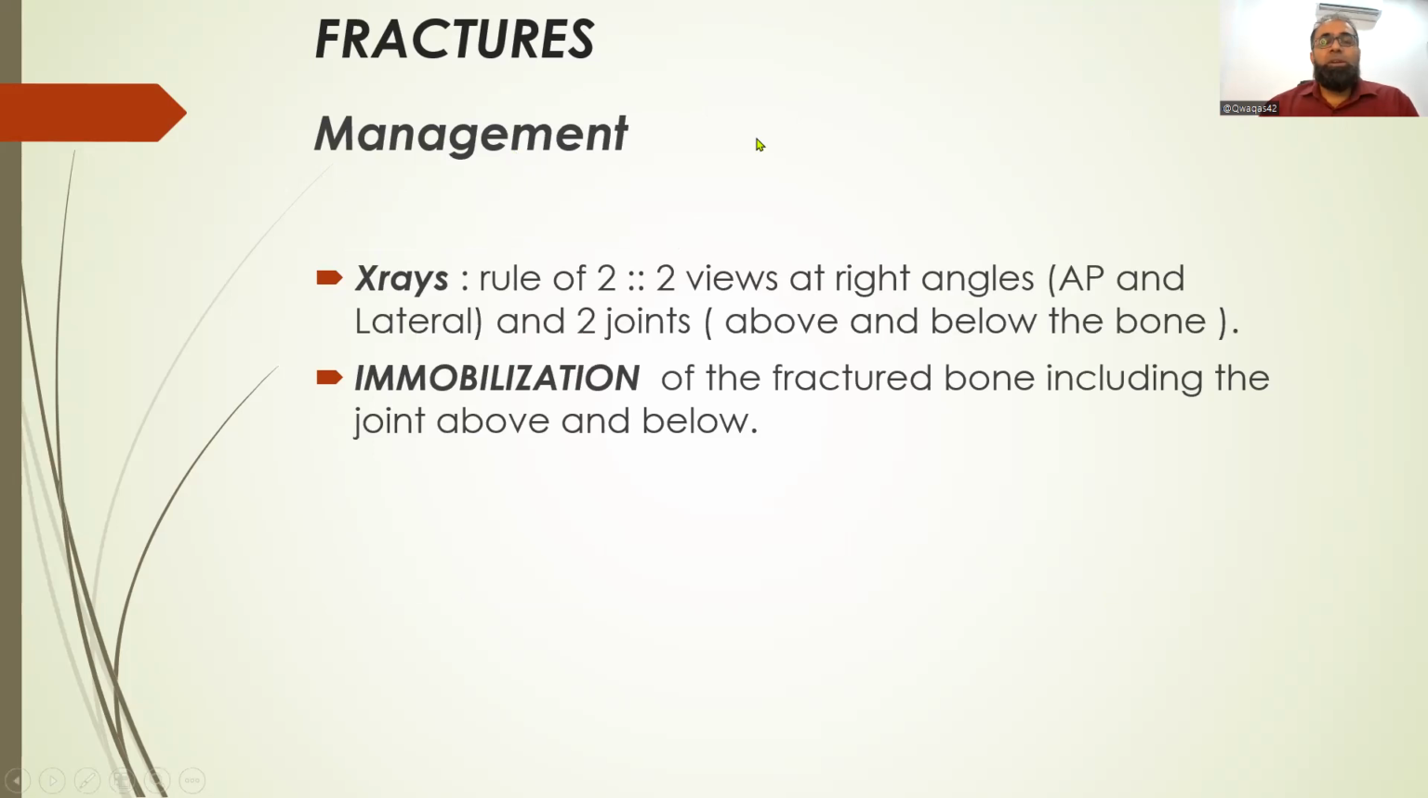And what should be the X-ray advised? So there's a rule of two. Two views, two angles, AP and lateral view, and involving two joints, joint above, joint below. And the fracture should be immobilized. It will reduce the pain and it will decrease the swelling. And surgery will be easier for the surgeon.